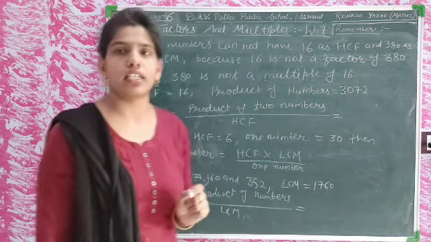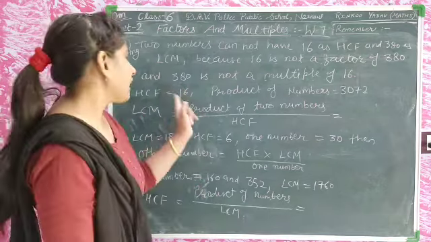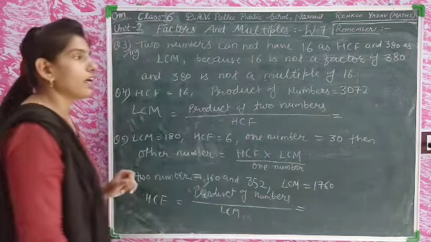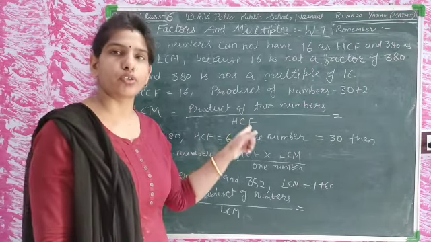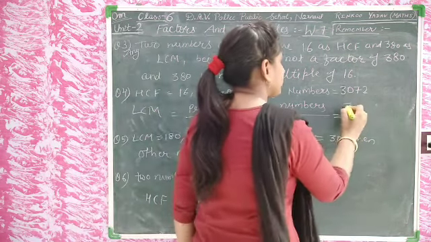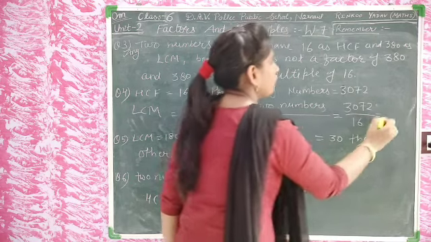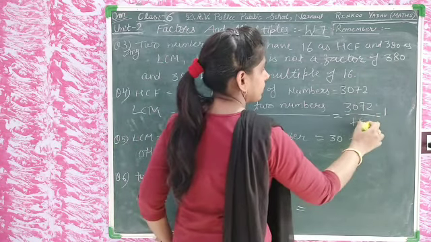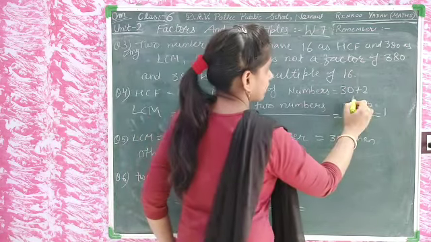So students, you are seeing the HCF of two numbers here. HCF is given and the product of numbers is given, and we have to find the LCM. Then we will do the product of the numbers divided by HCF. So the product of two numbers is 3072 and its HCF is 16. So it will be divided here: 3072 divided by 16.